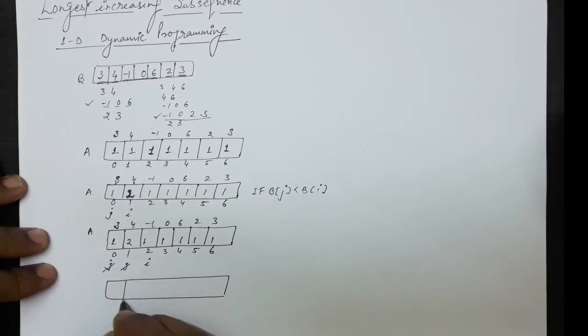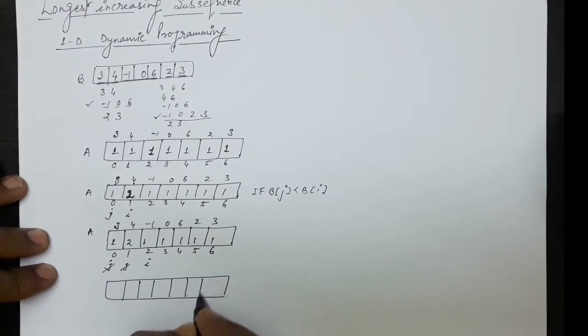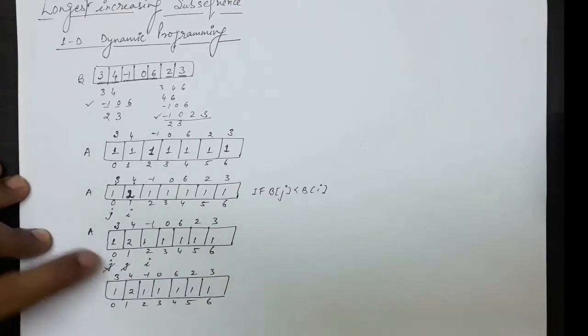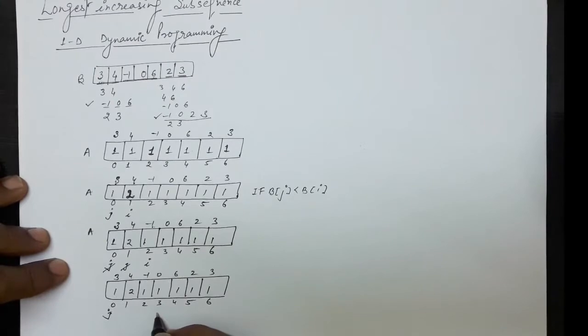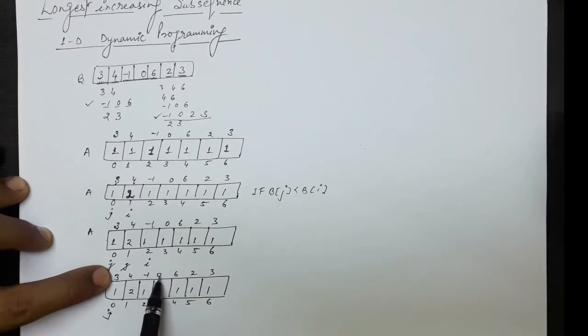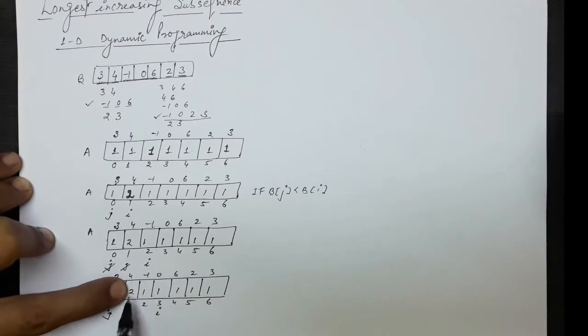We're now taking the length 4. So 3, 4, minus 1, 0, 6, 2, 3 are the numbers. Indexes are 0, 1, 2, 3, 4, 5 and 6. And the length is this one. So all these values have been copied. So here we will take j and here we will take I. Now what you see here, that 3 is not less than 0. So this value will remain same. And then you will increase this j. Now again compare bj with bi, means 4 with 0. So 4 is not less than 0, so this value will remain same.